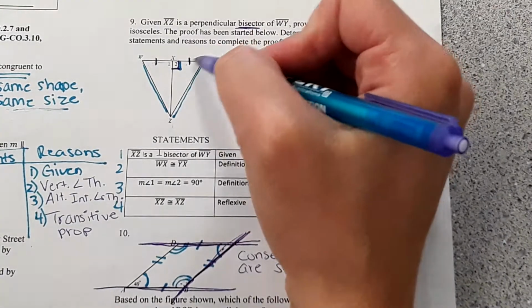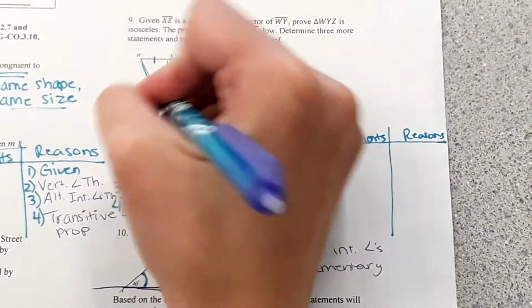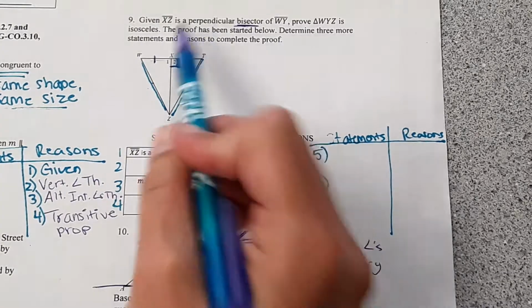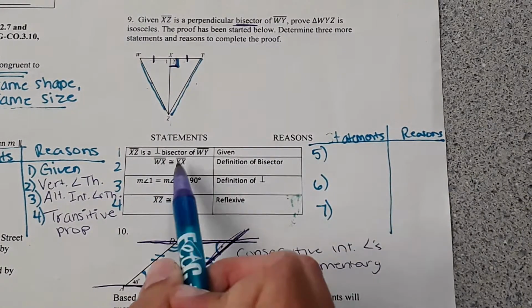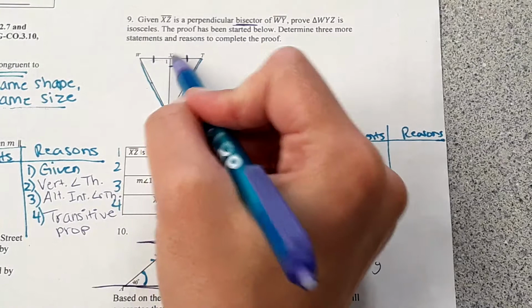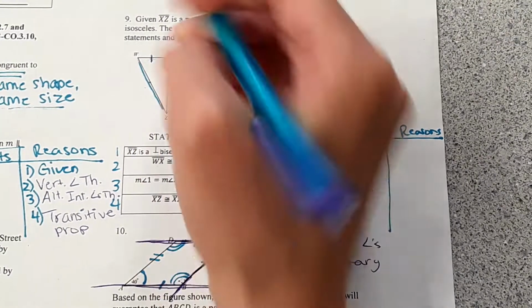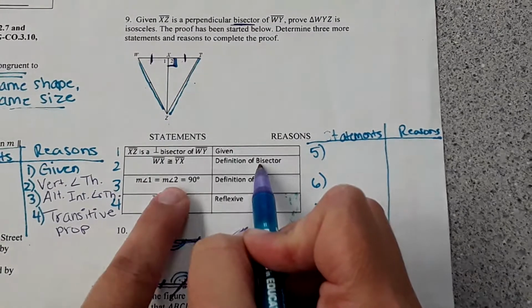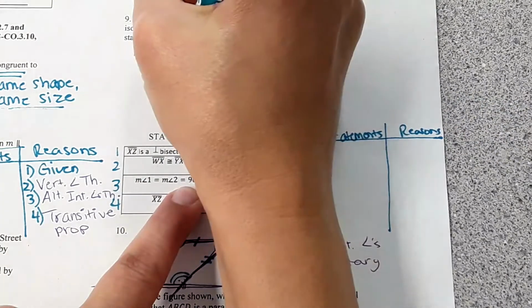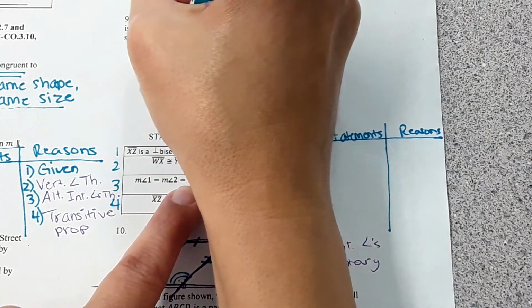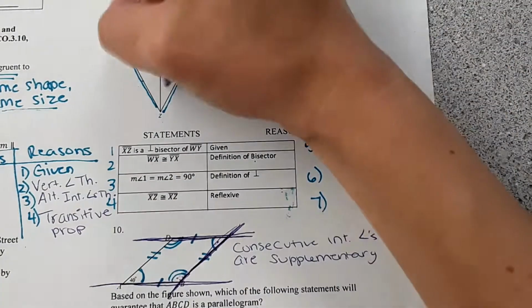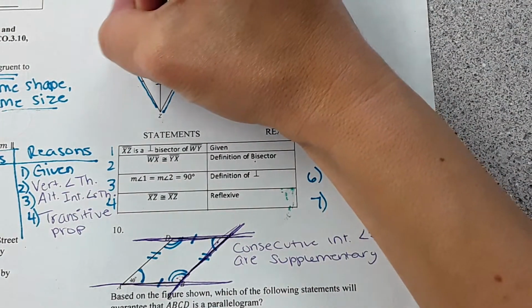We need to prove that this is isosceles, and we can do that by proving that these two sides are the same measure. And they already started the proof for us. So they started out with the given, which we stated, and then it says that WX is congruent to YX. So they're saying this is the same distance here because of definition of bisector. They're saying angle 1 is equal to angle 2, which is 90 degrees, because it's perpendicular bisector by definition. And then XZ is congruent to XZ. That was reflexive property when a line is just equal to itself.